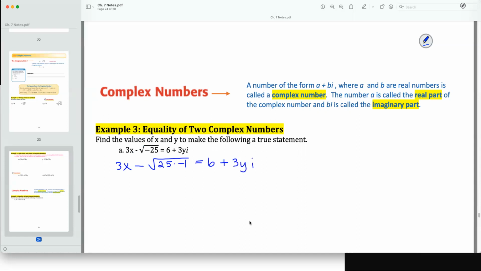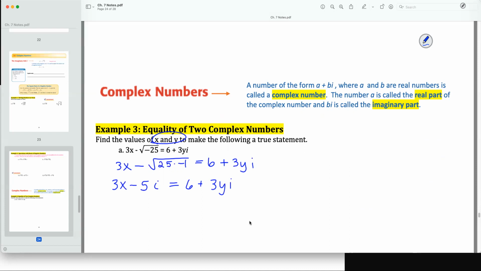And simplifying this, the square root of 25 is 5. And the square root of negative 1 is i. So I can simplify this to 3x minus 5i equals 6 plus 3yi. The goal here is to find the values of x and y to make this a true statement. x is easier to find than y.